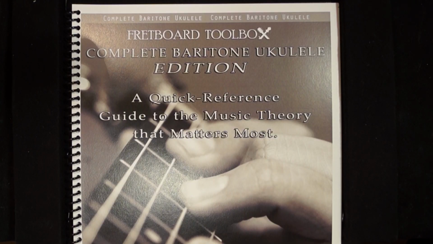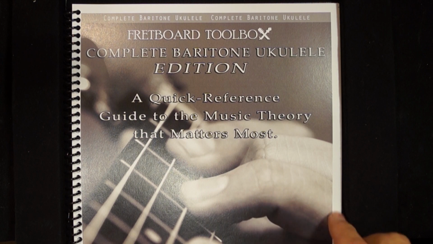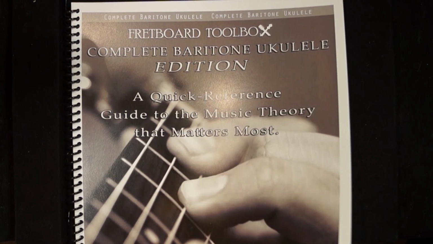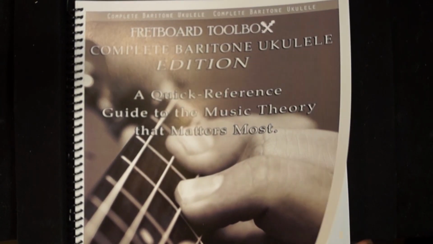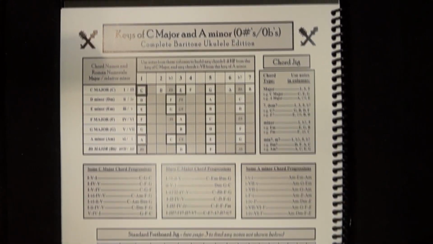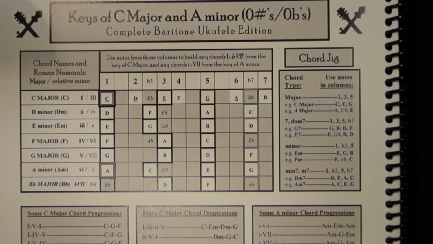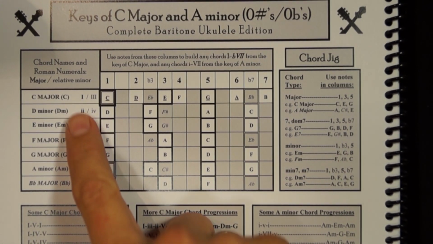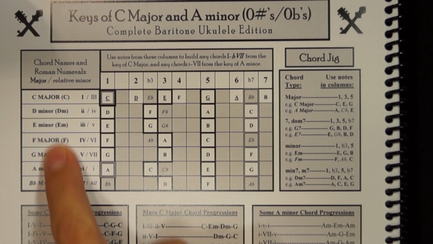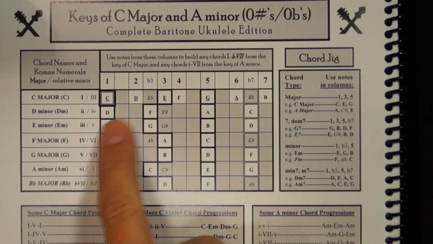Okay, for this lesson on chord building, we're going to be looking at the Fretboard Toolbox Complete Baritone Ukulele Edition. We'll turn to page 19 to see the key of C major and A minor. And then what we're going to be focusing on today is looking at these chords and seeing how to build them using notes over here.